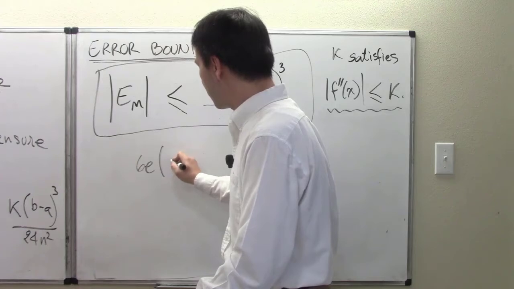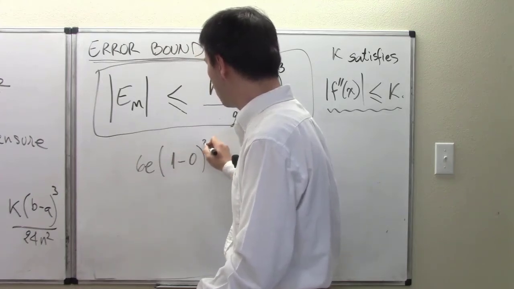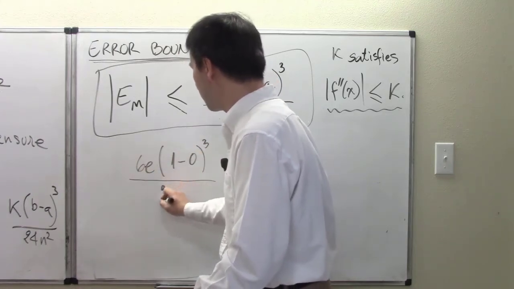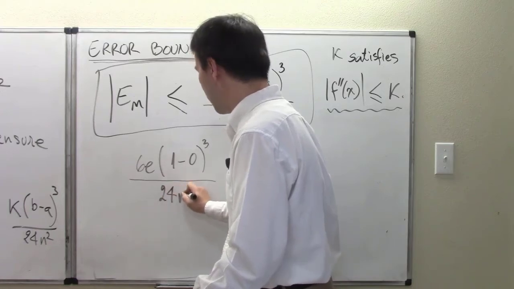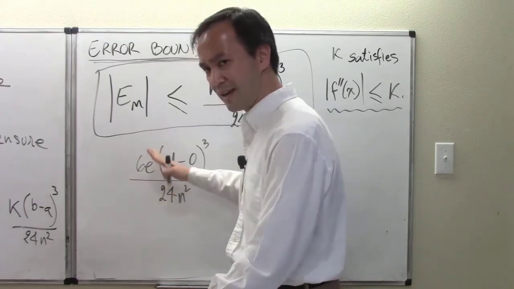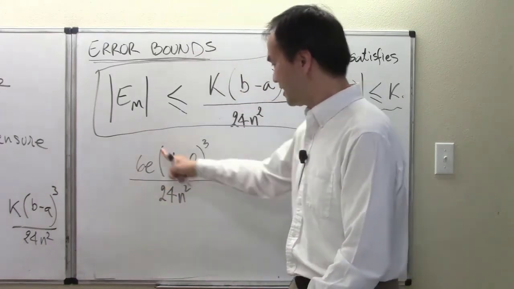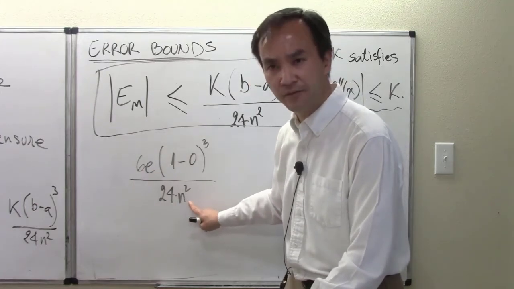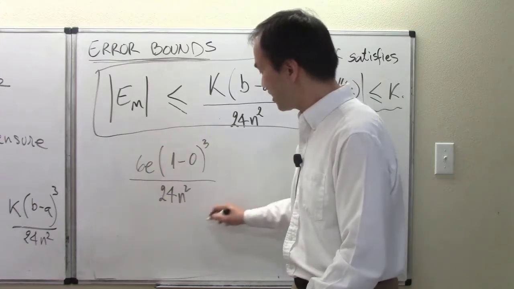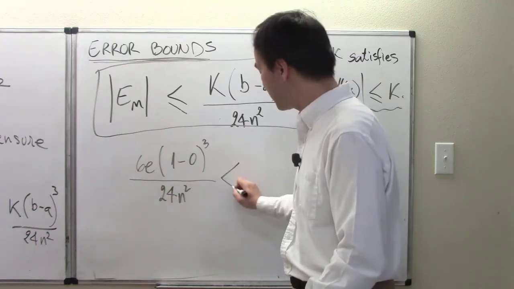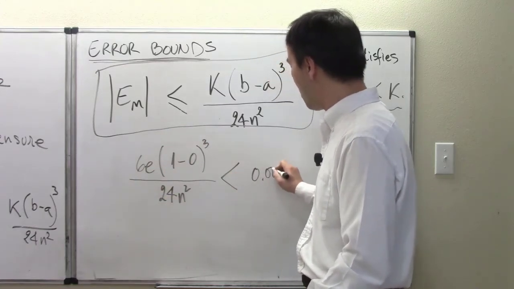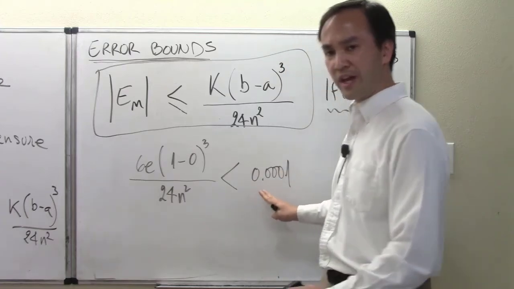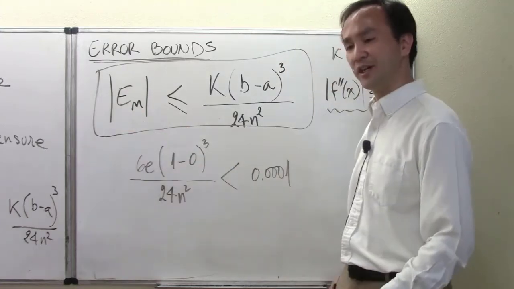b minus a is going to be 1 minus 0, cubed, divided by 24n squared. We want this expression, but now shockingly, this entire expression is only dependent on the n variable. We want this expression involving n to be strictly less than 0.0001. This is what we carried out from the previous steps on the other board.